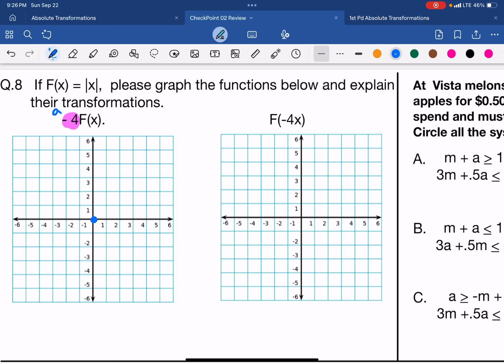The negative tells us it's reflected over the x-axis. Meaning it opens what? Opens down. And we see it's a vertical stretch. Why? Because the absolute value of -4 is 4. So it's bigger than 1. And we say by a factor of 4.